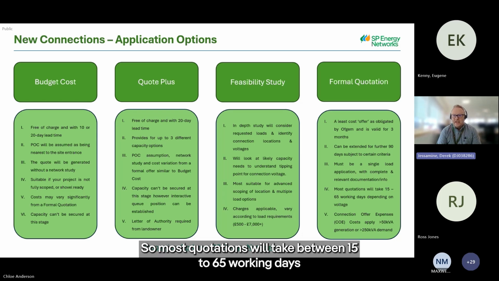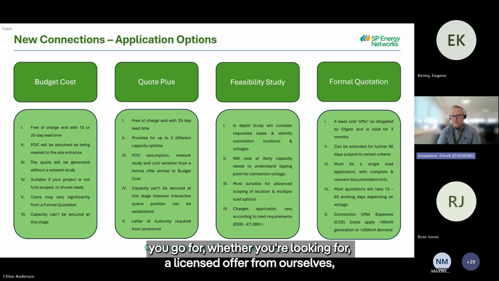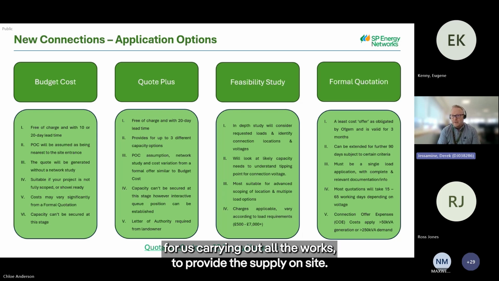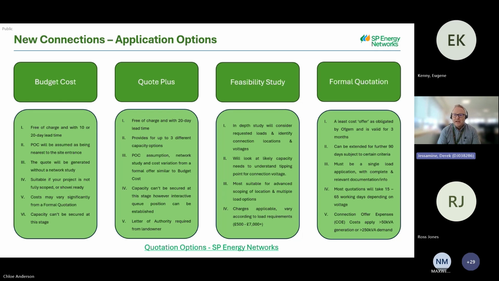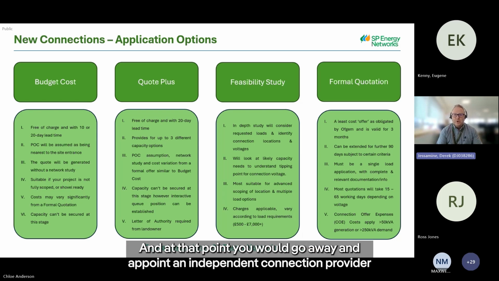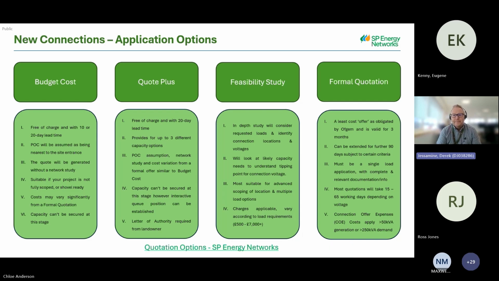So most quotations will take between 15 to 65 working days, depending on the voltage and depending on what quotation type you go for, whether you're looking for a licensed offer from ourselves, where we give you an option for a point of connection only, and for us carrying out all the works to provide the supply on site. You can also go down the point of connection only route through a radar system, and there's slightly shorter timescales, as at that point all we'll provide you with is here's the point of connection, and at that point you would go away and appoint an independent connection provider to carry out design and works, either for our adoption or for adoption via an independent distribution network operator.